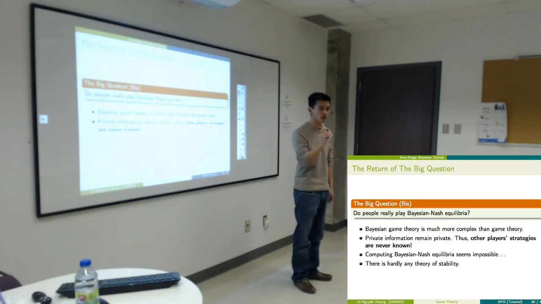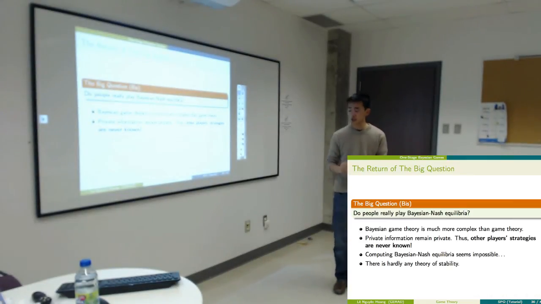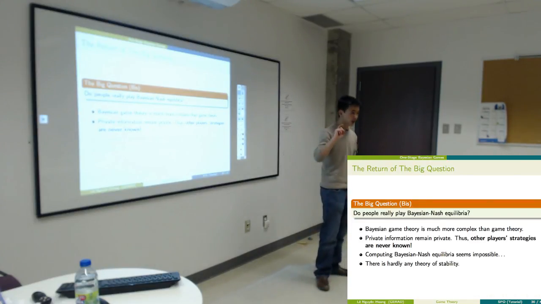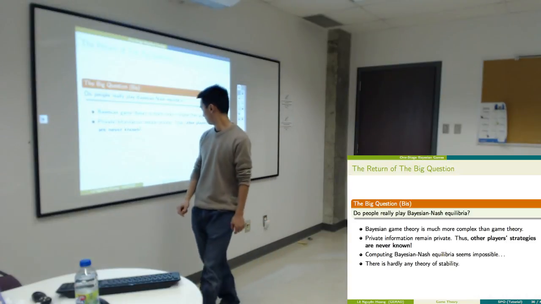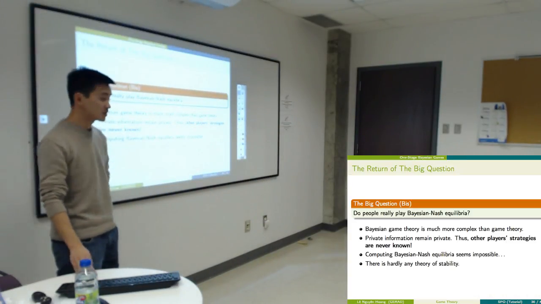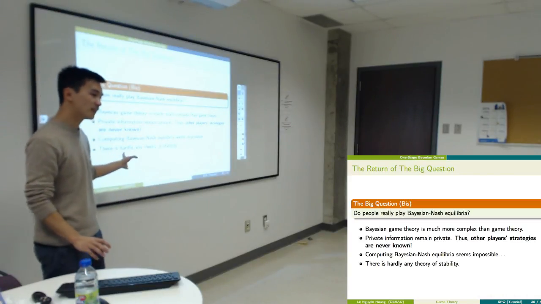And that's a big trouble, because the key point I was making about the Nash equilibrium is that it was an equilibrium because people knew the strategies of the others, because strategies were public information. But now, strategies are private information. And this is a very important point. So as I said, computing the Bayesian Nash equilibrium seems much harder, and there's hardly any theory of stability.